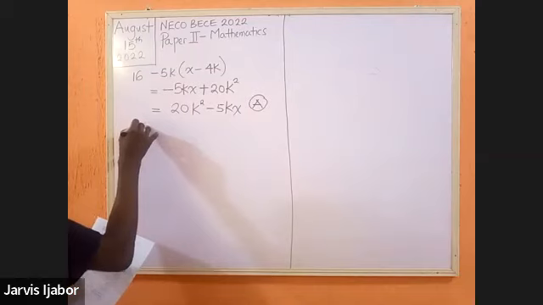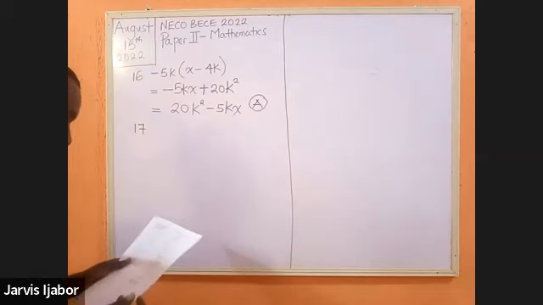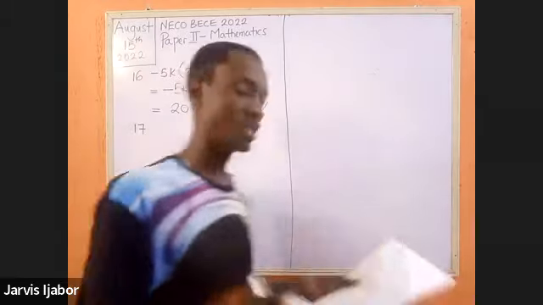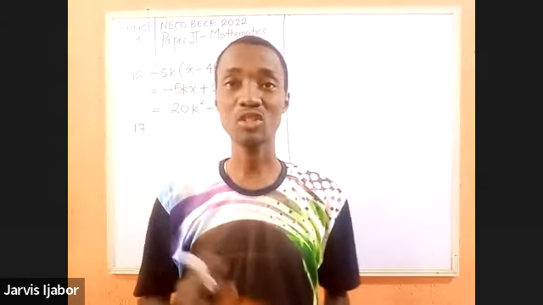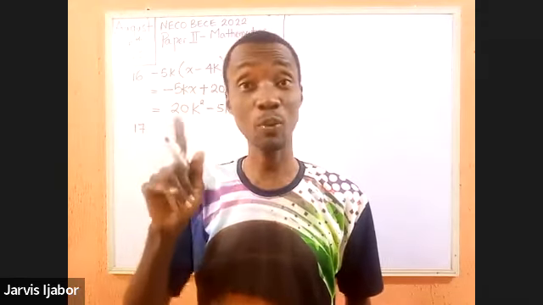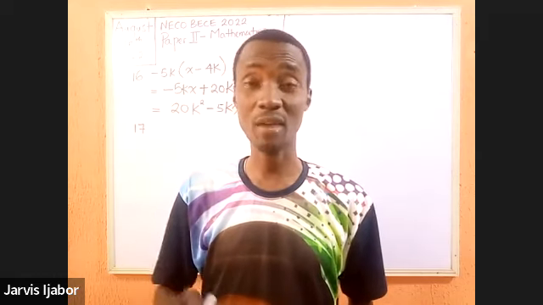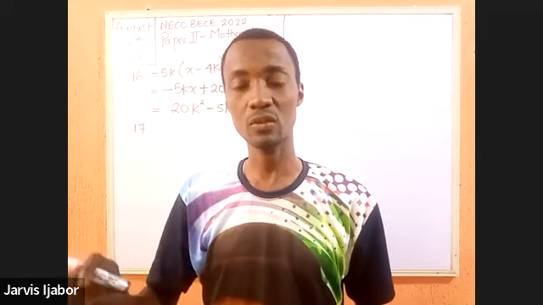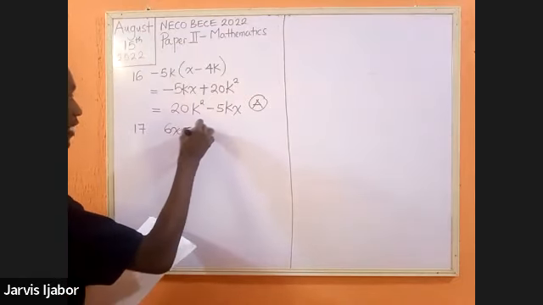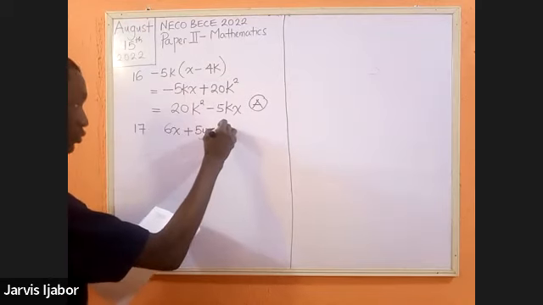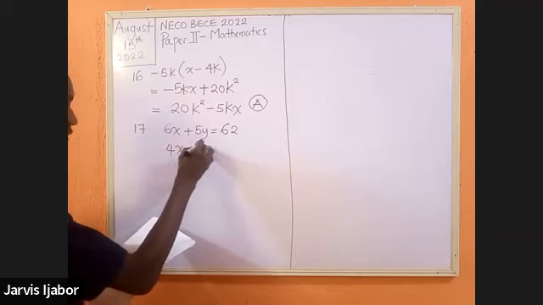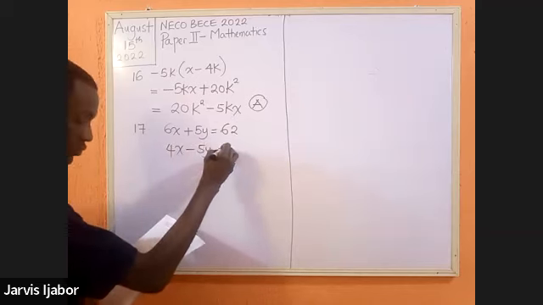So let's go to question 17. In question 17, it says, find the value of x in the simultaneous equations. That should be plural. Simultaneous equations. Simultaneous cannot be one equation. So try to correct grammar there. Simultaneous equations. Right, so that will be 6x plus 5y equal to 62. Here we have 4x minus 5y equal to 8.